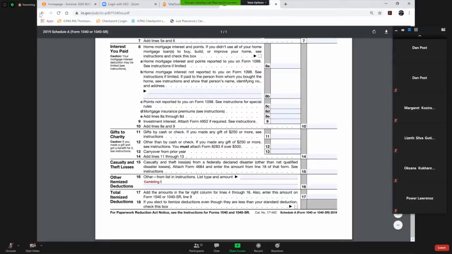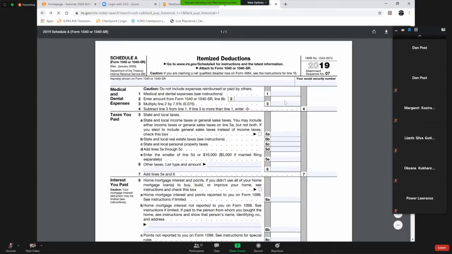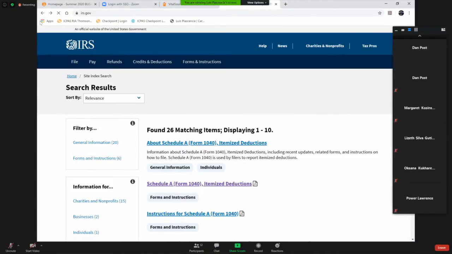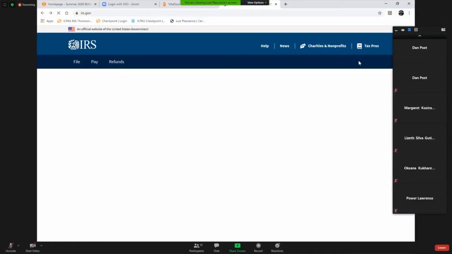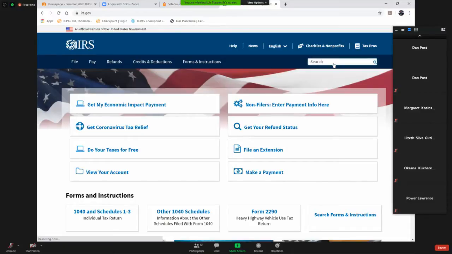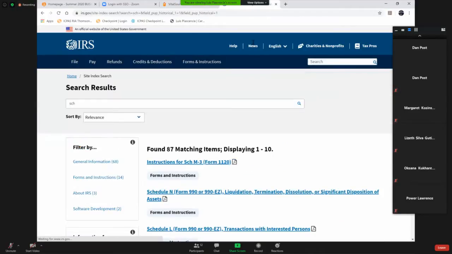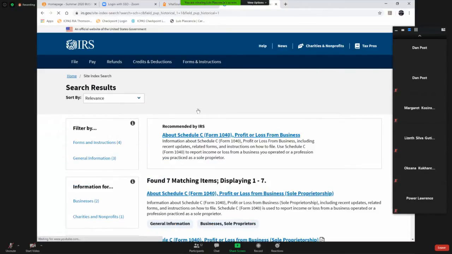Now, since I do want you to be familiar with these forms, Schedule A, what's the next schedule? Schedule C. Schedule B is interest and dividends more than $1,500. We're not going to go over that. What's Schedule C? Anybody know what Schedule C is for? Schedule C is for sole proprietors. So we are going to do that. Well, you're not going to do the actual Schedule C, but I do want you to be familiar with it. This is your profit and loss statement, Schedule C.